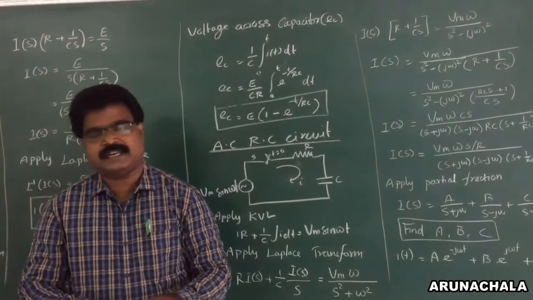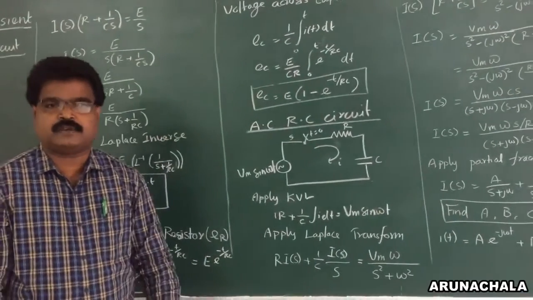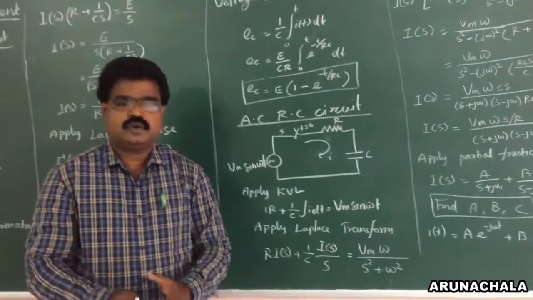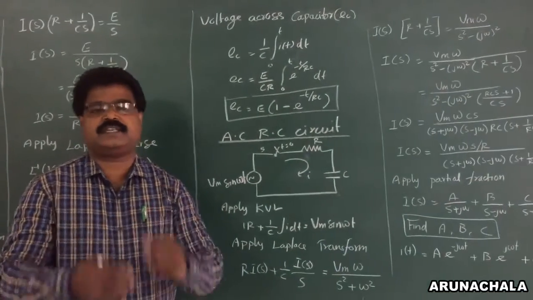What is the voltage across the resistor at transient? What is the power? So we can calculate it by using this formula. Similarly, next we are going to deal with transient in an AC RC circuit.